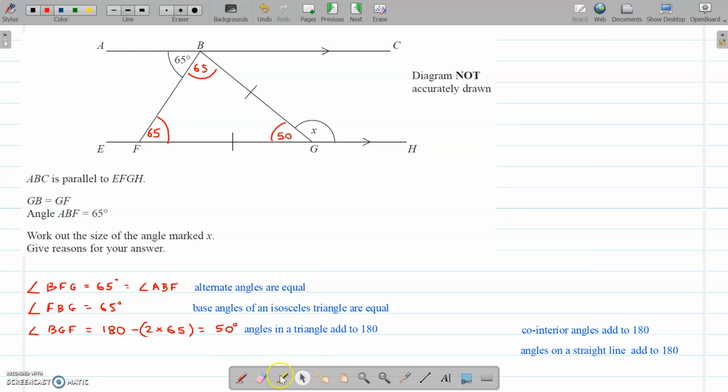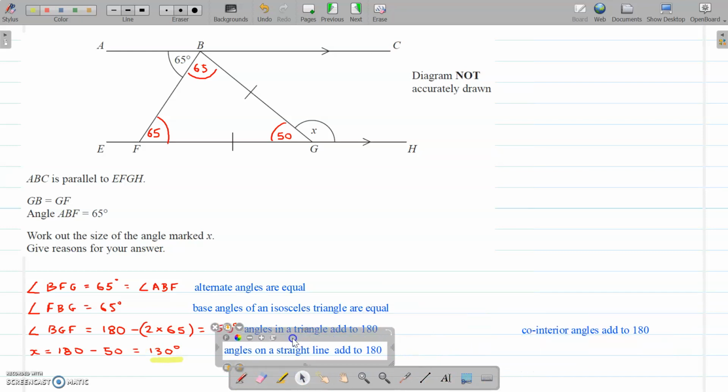And finally, angle X is equal to 180 minus 50, which equals 130 degrees. And the reason for that final part was that the angles on a straight line add to 180 degrees.